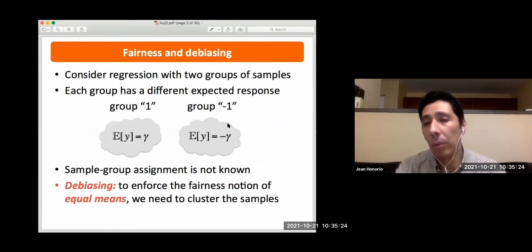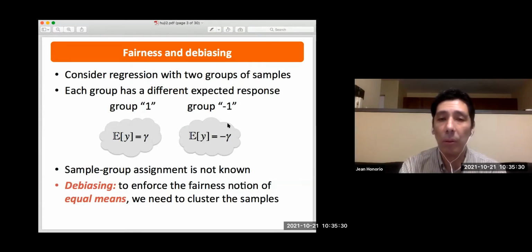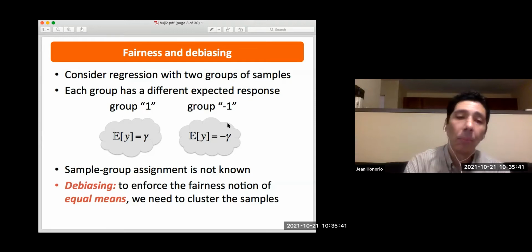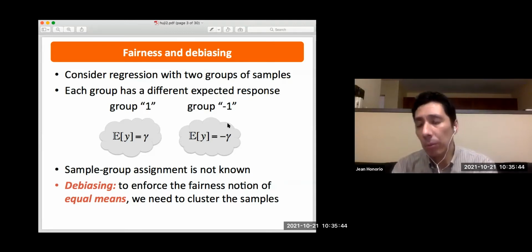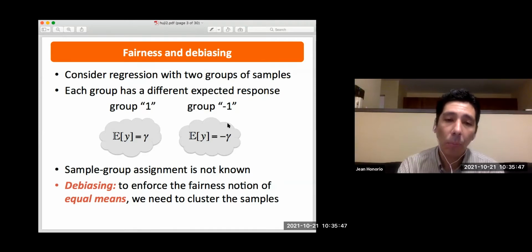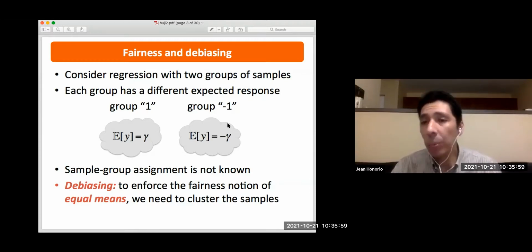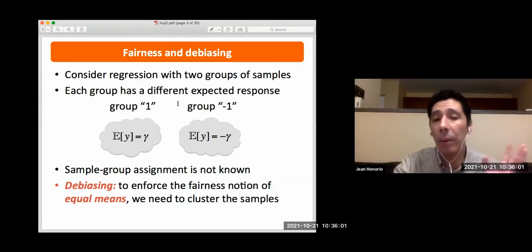Take, for instance, one of the problems that I will be talking more about, this problem of fairness and debiasing, as an excuse to show the whole framework. Consider this problem in which you want to do regression, but let's say you have two groups of samples. This problem happens a lot when one considers, for instance, salaries. And then you have two groups maybe divided by gender or religion or many other possible attributes. Let's say we have a group that we will call group 1, and then another group that we will call -1.